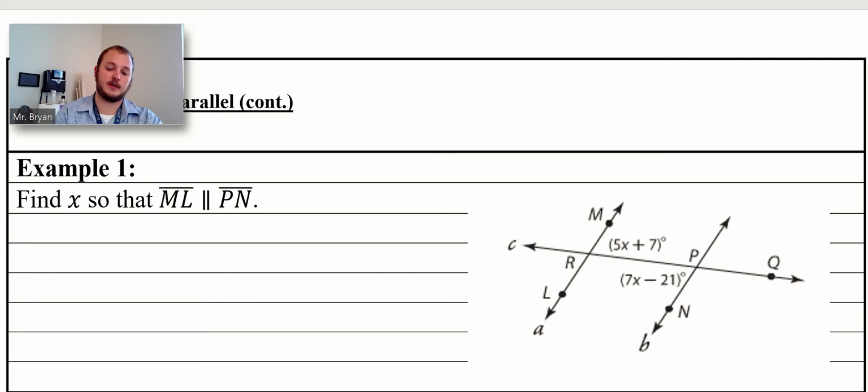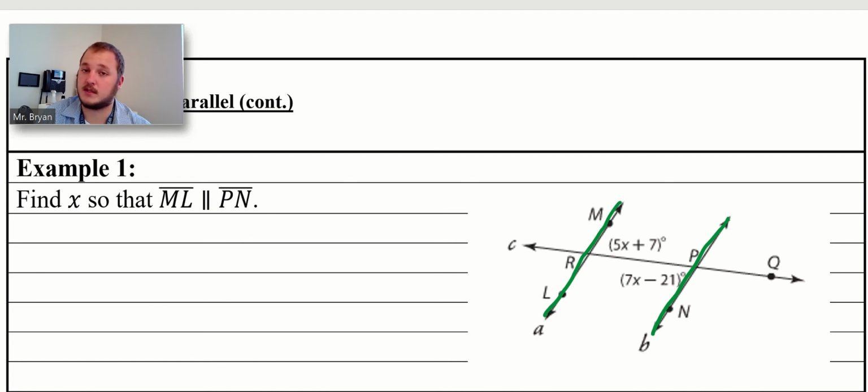So hopefully you have this written down here. One of the biggest things I want you to notice in this case is that these lines right here are not parallel. I know that because they don't have those little arrows on them. So what I'm going to try to show here is I want to find x that would make that true. What would x have to be so that ML is parallel to PN?